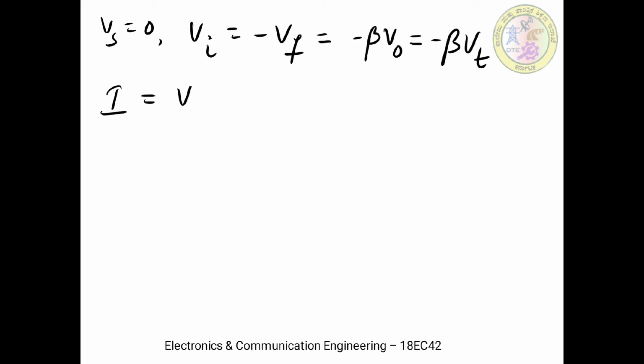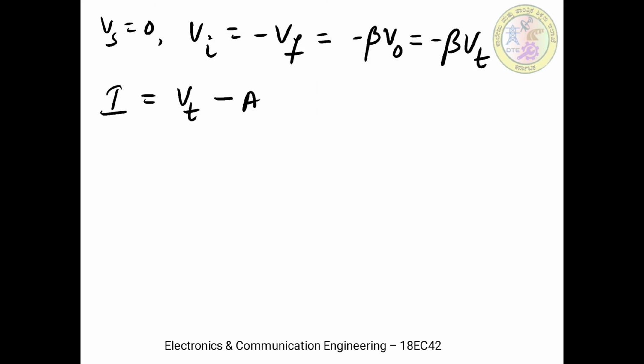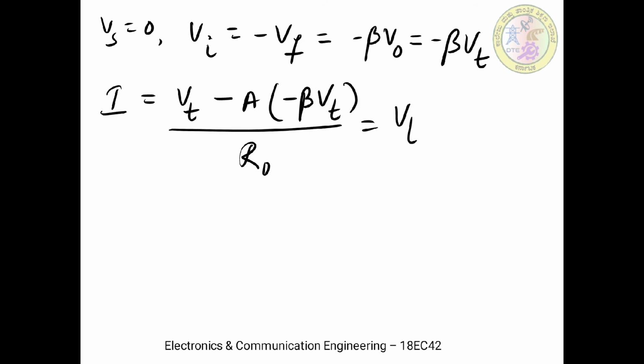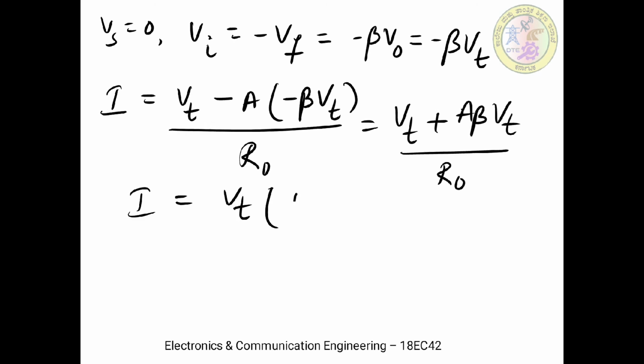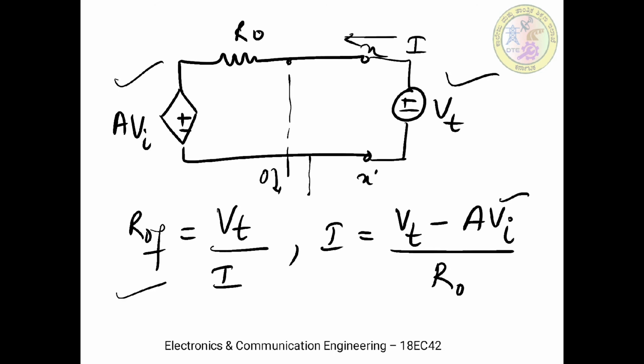So once we write what this Vi represents, we will take again our I equation. I was equal to what? Vt minus A into Vi. Now we will substitute for this Vi. Keep A as it is. Vi is minus beta times Vt, all divided by R naught. This will be equal to Vt plus A beta Vt by R naught, or I is equal to Vt into 1 plus A beta by R naught. Now once we have this I, we will substitute that I in the ROF equation, so that we can find what ROF is.